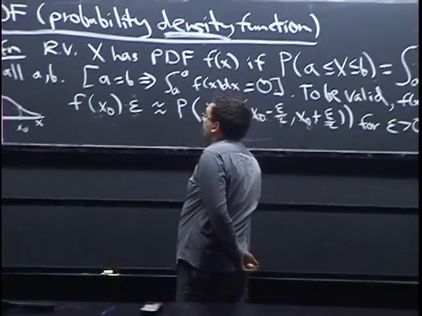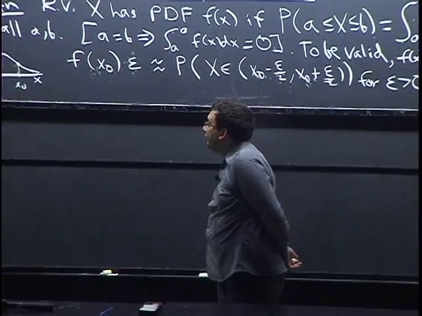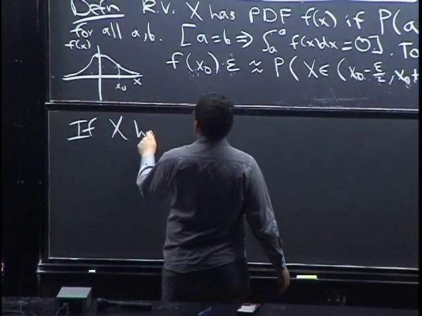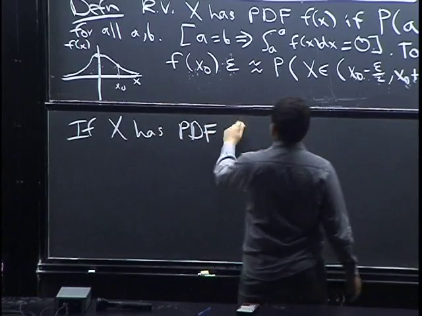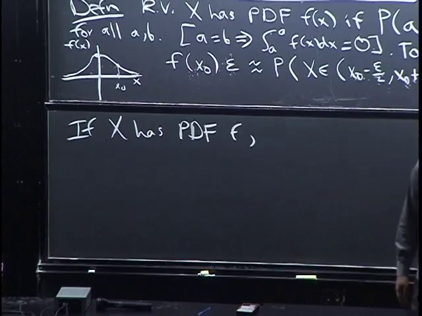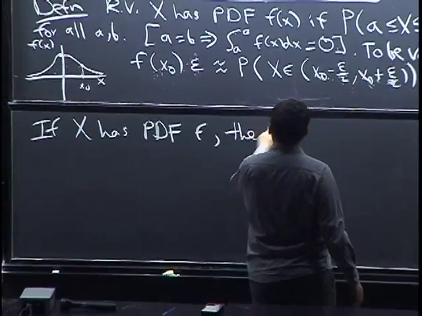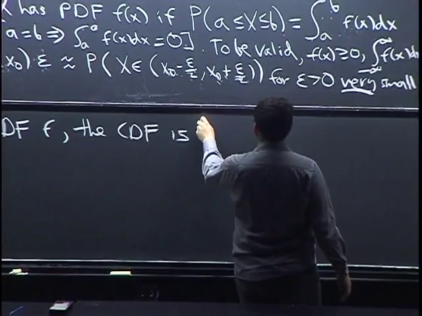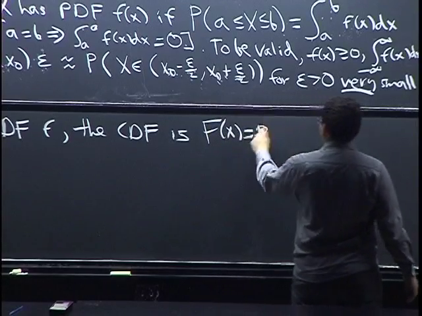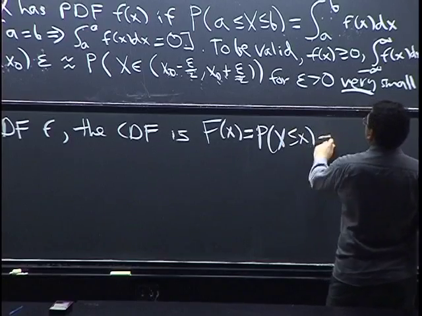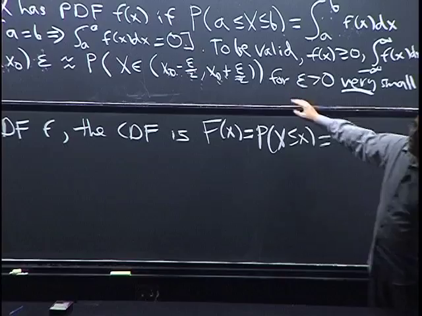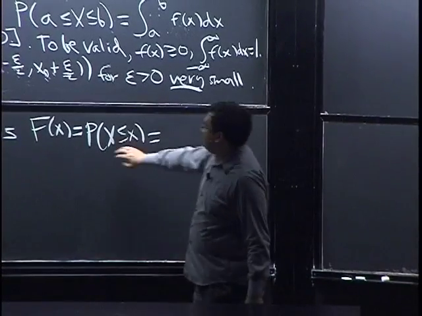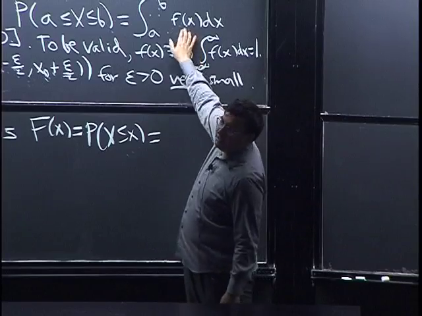So let's see, how is this thing related to the CDF? If X has PDF little f, let's find the CDF. Well, by definition, the CDF is the probability that x is less than or equal to little x. But by definition, the PDF is the thing that you integrate to get probability, right? So if I want to know the probability that x is in any region, all I do is integrate the PDF over that region.